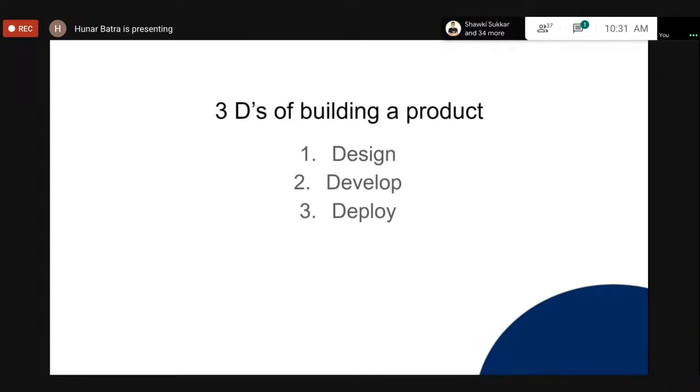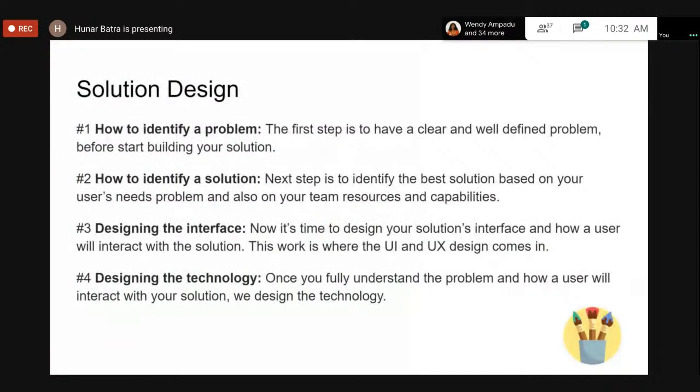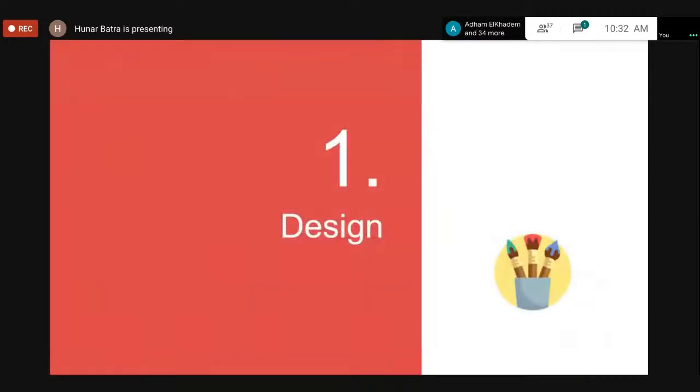Further, these are the 3 Ds of building any kind of software product or any product. These can be applied anywhere. The first is design, the second is develop, and then deploy. Design is one of the most important steps, because in the design step, it's your chance to ideate and think about how you want your application or product to look and how you want it to turn out. So it is your chance to design it.